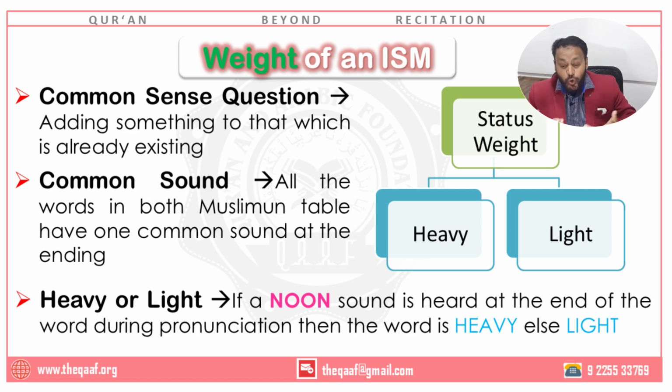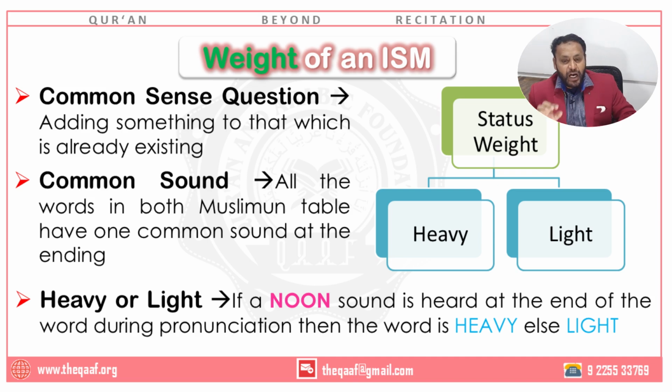Let's say you are not hearing, you are looking at the word. How do I know whether it's heavy or light? If you see an ending sound on the word, meaning un, an, in, or tun, tan, tin, or if you see an ending combination on it, ani, aini, una, ina, atun, atin, any of these, the word is heavy. Two ways. If you are hearing and you hear a noon sound, it is heavy. If you are reading and you see an ending sound or an ending combination, it is heavy. That's the definition of heavy.